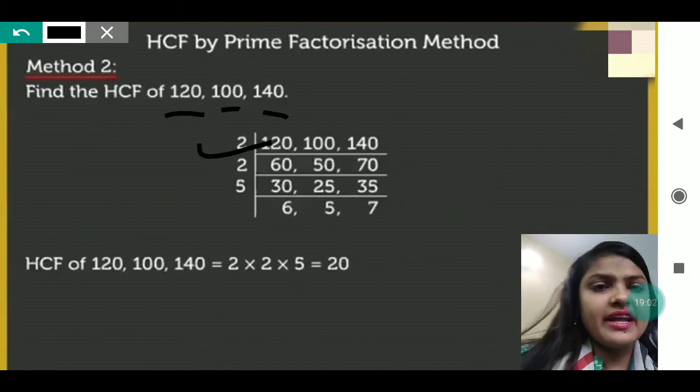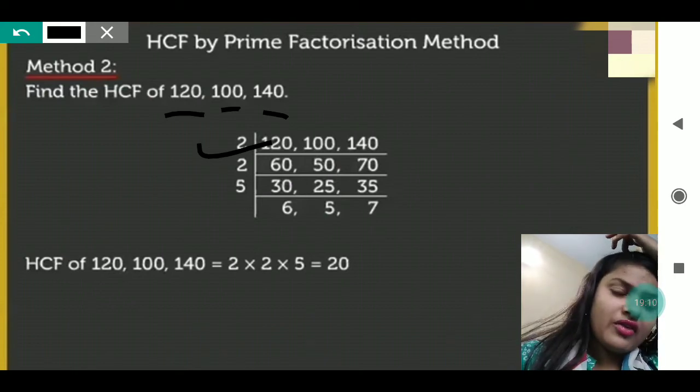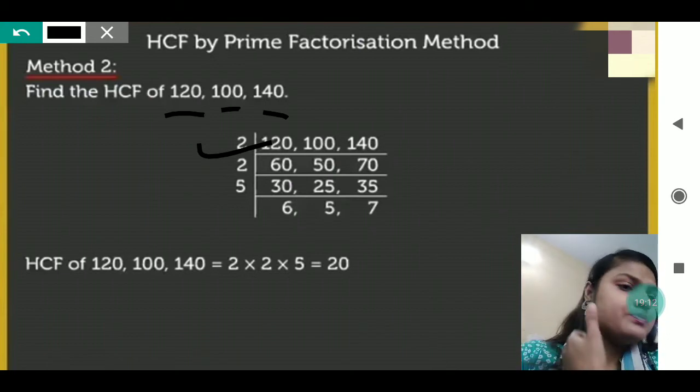So if I am dividing 120 by 2, then I am getting 60. Then if I am dividing 100 by 2, then I am getting 50. If I am dividing 140 by 2, then I am getting 70.